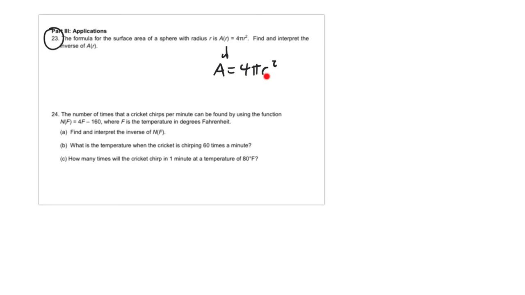Basically, what we want to do is just solve for R. That's ultimately what we're doing. This is code for get R by itself. Okay, and we're going to do that. How do you do that? Well, first of all, you could divide everything by 4 pi. That would give you this R squared thing. Then you could take the square root of both sides, and that's going to be plus minus this.